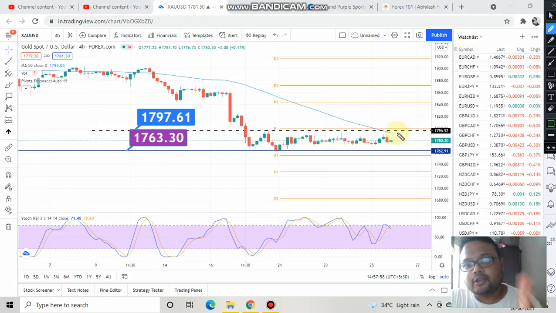You've clearly understood. If you are a beginner, wait for a breakout above this level or below this level. If you are a pro trader, you can buy here or short here. Okay. So this is it.